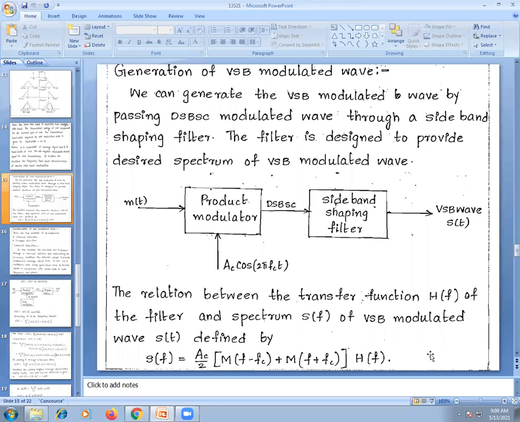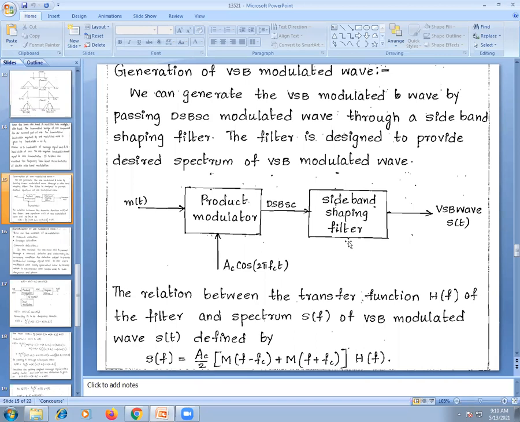So simply, what is this? Block diagram. M of t is the message signal, and Ac cos omega c t or Ac cos 2 pi fc t is given to a product multiplier. Product multiplier is nothing but a balanced modulator. The balanced modulator output is the DSBSC signal, double sideband suppressed carrier signal. Now this DSBSC signal is given to the sideband sharpening filter.